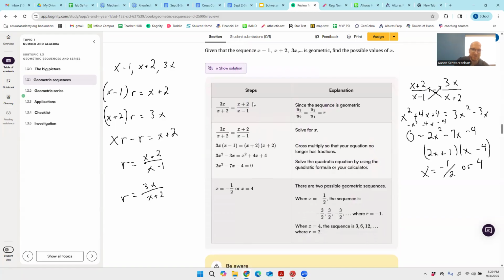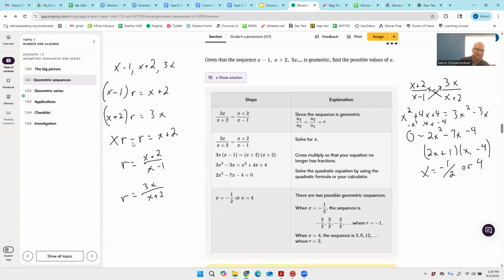And yes, they agreed with me on how to set this up. I did initially start in the wrong direction. What I wanted to do was solve each one for R, and then I could set them equal to each other. That gives me probably the quickest and easiest way to do this.